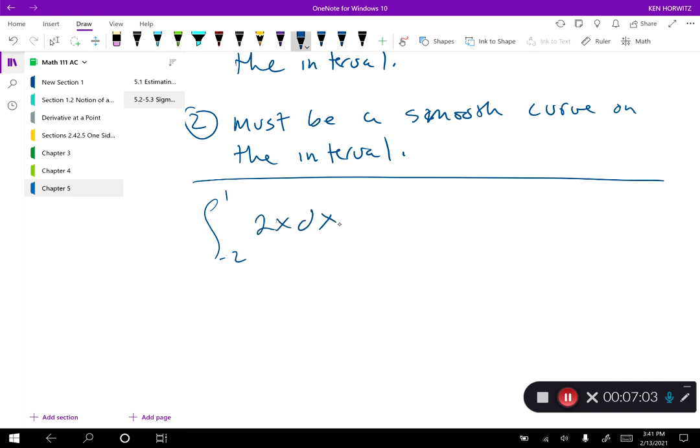All right? So if we think about it, 2x is continuous everywhere, and it is a smooth curve, which means that we are able to integrate along this interval. So the first step is the antiderivative. All right, so the antiderivative of 2x, we raise our exponent by 1, divide by the new exponent, 2 divided by 2 gives us 1. So there is our antiderivative.